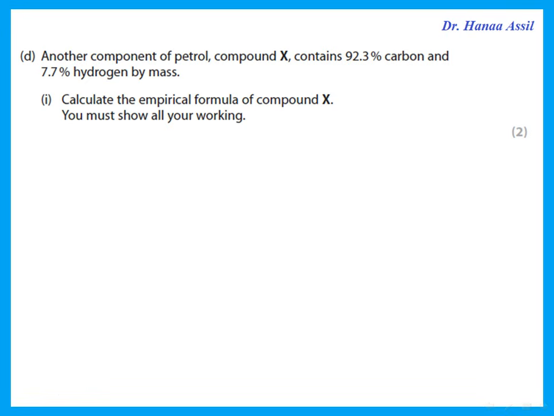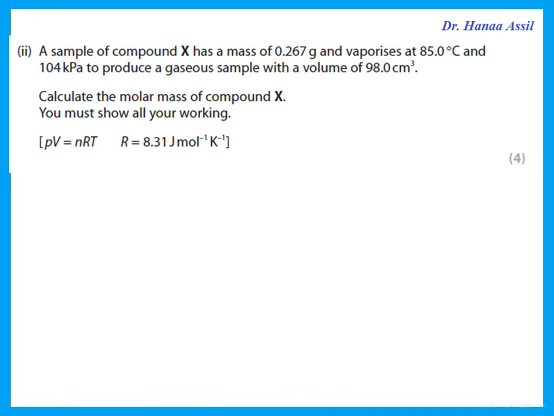Another component of petrol contains this percent of carbon and this percent of hydrogen. Calculate the empirical formula. How do we calculate empirical formula? Remember, he says I have 92.3% carbon, 7.7% hydrogen. What's the first step? Divide by the mass number of each one. So this gives me these numbers. Then we divide by the smallest, and obviously the ratio is 1 to 1. This means that the empirical formula is CH.